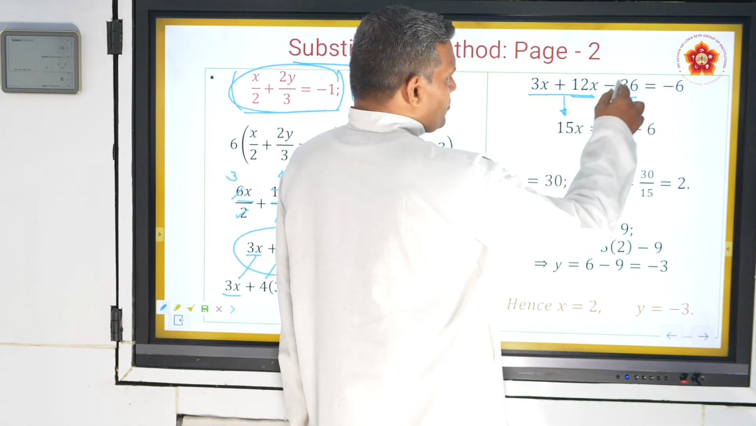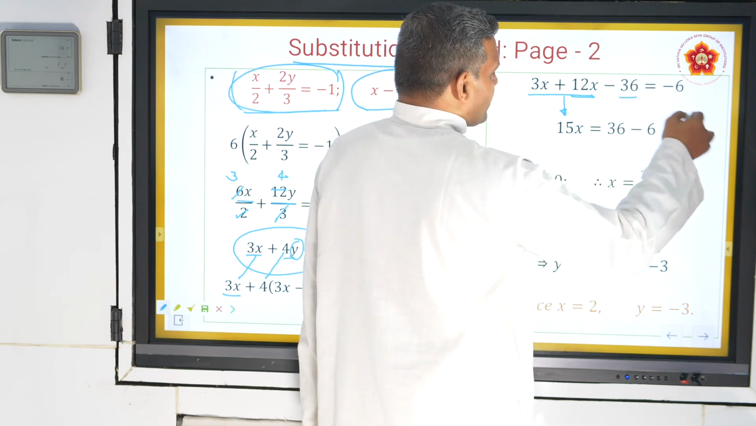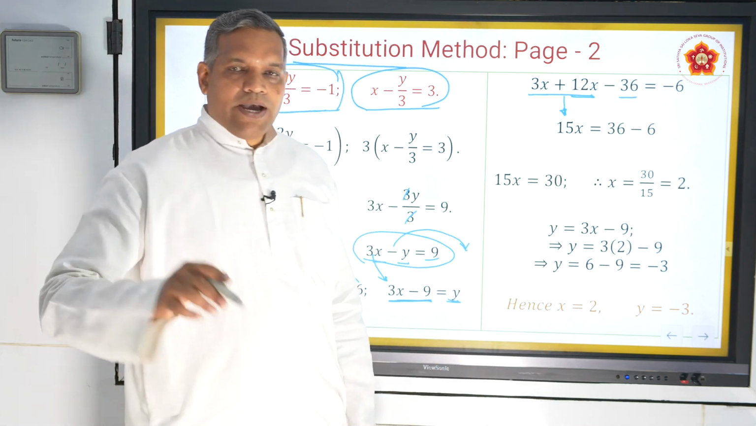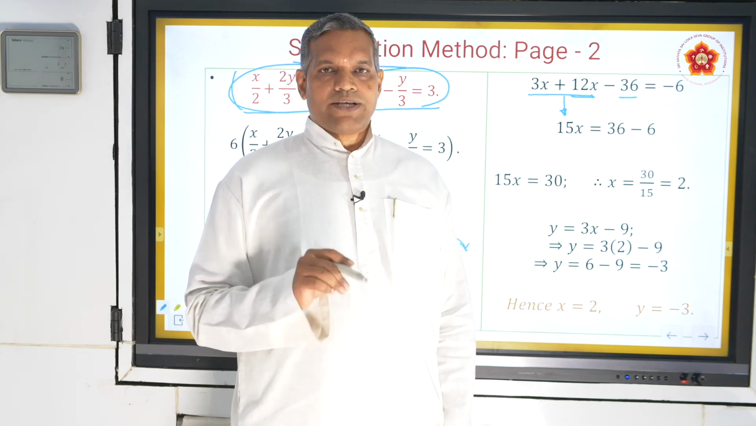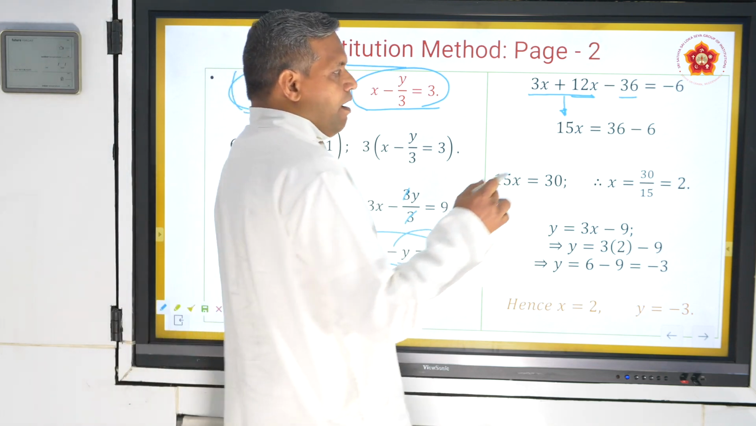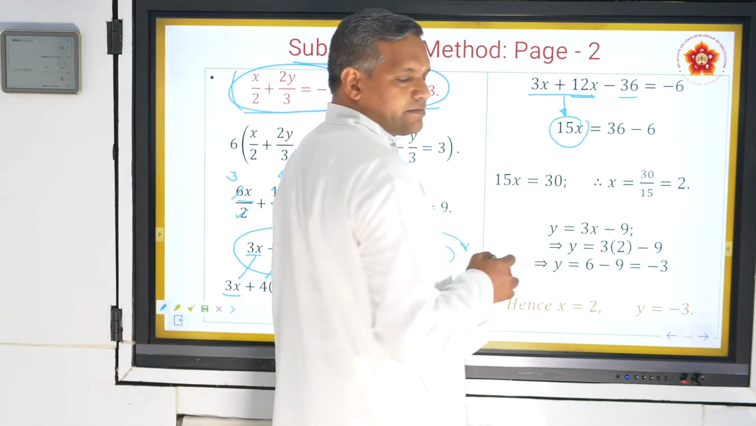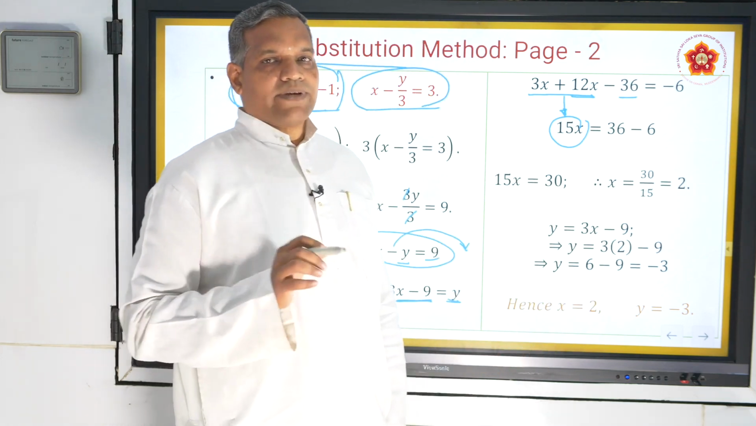Then the equals sign I keep as it is. Minus 6 also I keep as it is. Minus 36 I keep on the other side. You may ask, we get confused sometimes about what to transpose and what not to transpose. Why are you transposing? The rule is very simple. All the x terms you keep on one side. All the other numbers you transpose to the other side so that you get the value of x.